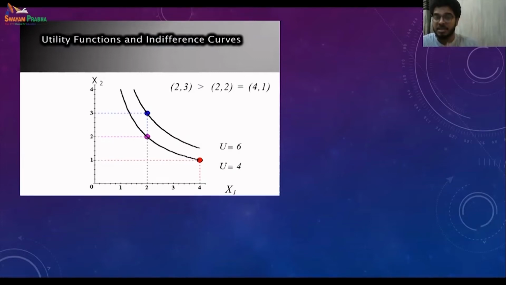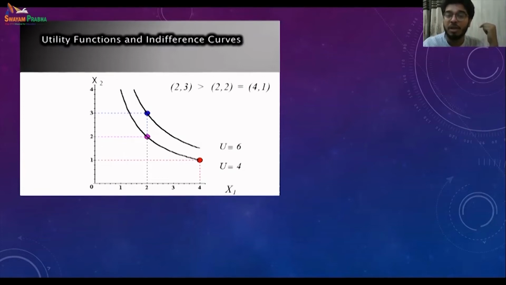The moment that person moves from the pink point, consuming 2 x1 and 2 x2, to the blue point, 2 x1 and 3 x2, they are moving outside, and he lies on an upper indifference curve, because that person now has 2 x1, 3 x2, which is larger than 2 x1, 2 x2. So 2 apples and 3 oranges are always better than 2 apples and 2 oranges, right? Every human being is rational. More is better. You have more oranges with the same number of apples, so your satisfaction is higher, right?